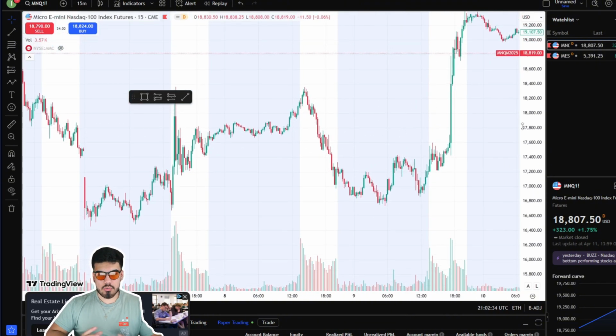Just keep in mind what you want to know is that you need these confluences. You need the first confluence, the fair value gap. Second confluence, the SMT. These are all confluences. So pretend the fair value gap is the roof, the SMT, the walls.